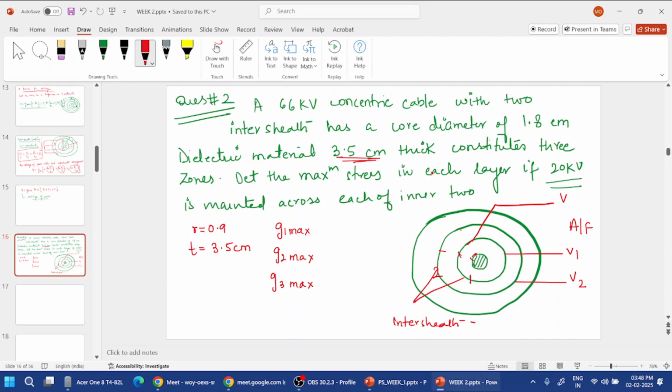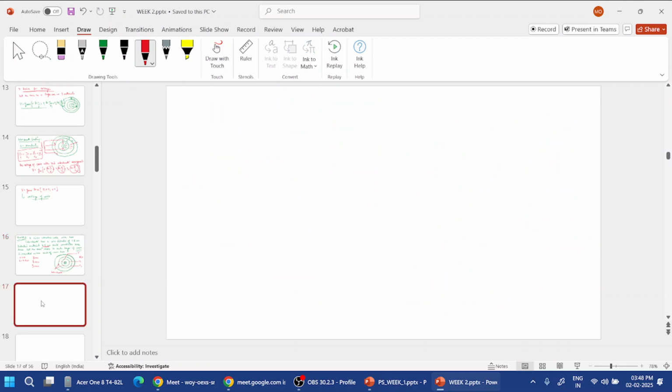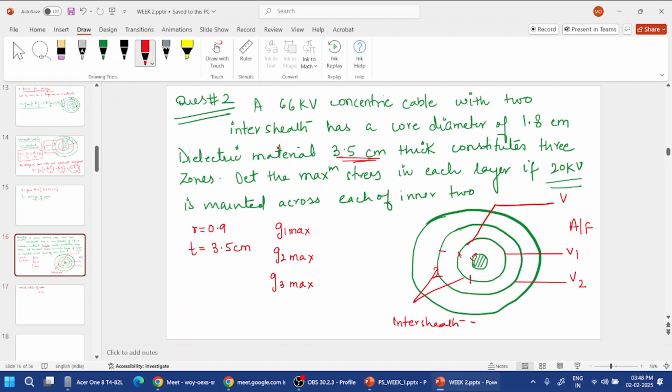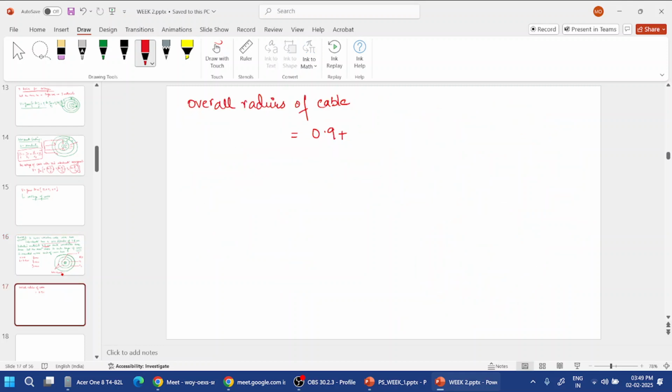Okay. Now let me solve it for you. Now what happens here is that first of all, we have to find out the overall radius of the cable. What will it be? It will be equal to 0.9 plus 0.9, because the inner core has a diameter of 1.8, so the radius will be 1.8 divided by 2, which is 0.9.